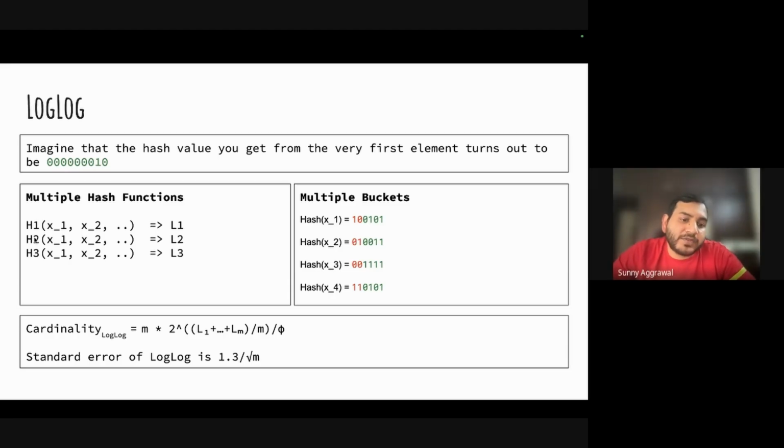And the cardinality of this algorithm says that we are using the average value of L and then dividing by the same correction factor. But because we are using M buckets, there's an M multiplied into the value in the formula for cardinality. They published another paper with this optimization, and they talk about how the standard error rate of this algorithm is 1.3 divided by root M, as a percentage.